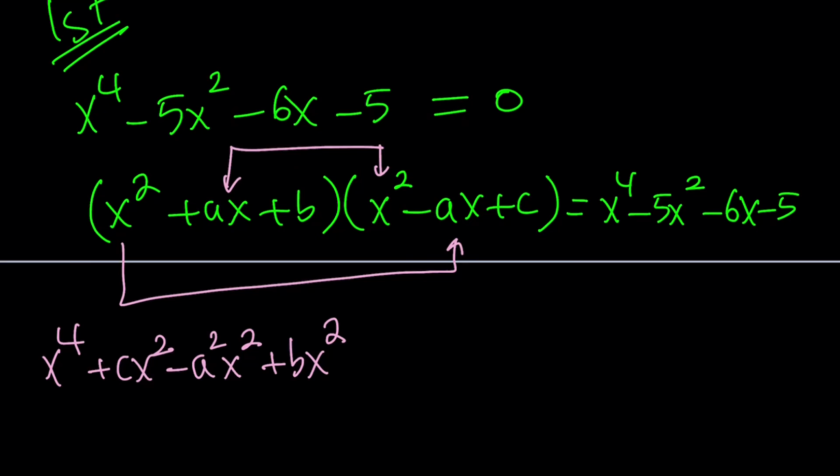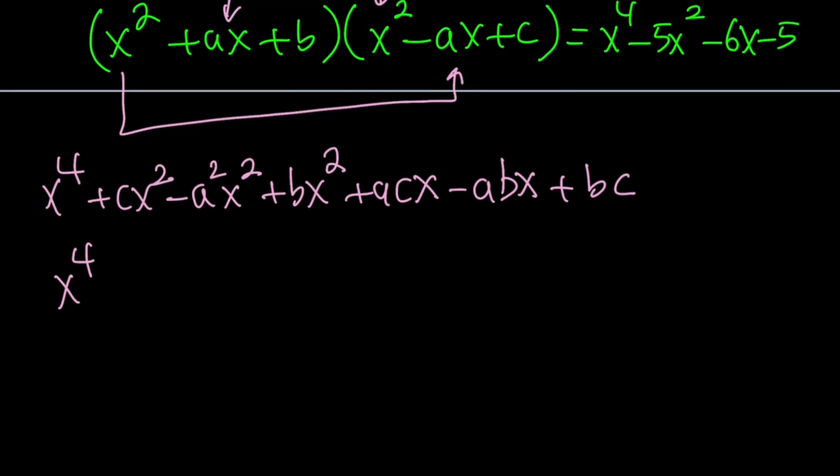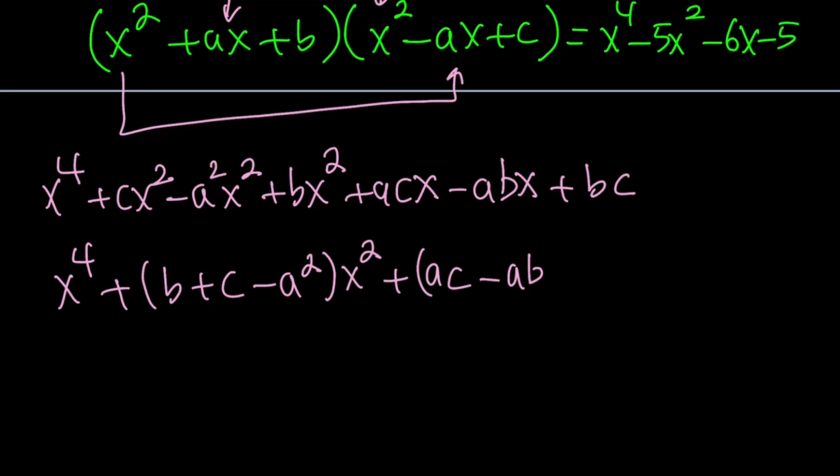And then to get x, we're going to need to distribute the ax over c. That's going to be a cx. And then we're going to distribute the b over negative ax. That's going to be negative abx. And then finally, to get a constant, we're going to multiply constant by a constant, which is bc. Now let's rearrange the terms a little bit. I can write this as b plus c minus a squared. By the way, this pattern is always going to come up the same on the left-hand side, so you might as well take note. Plus ac minus ab will be the coefficient of x. And finally, our constant will be bc.